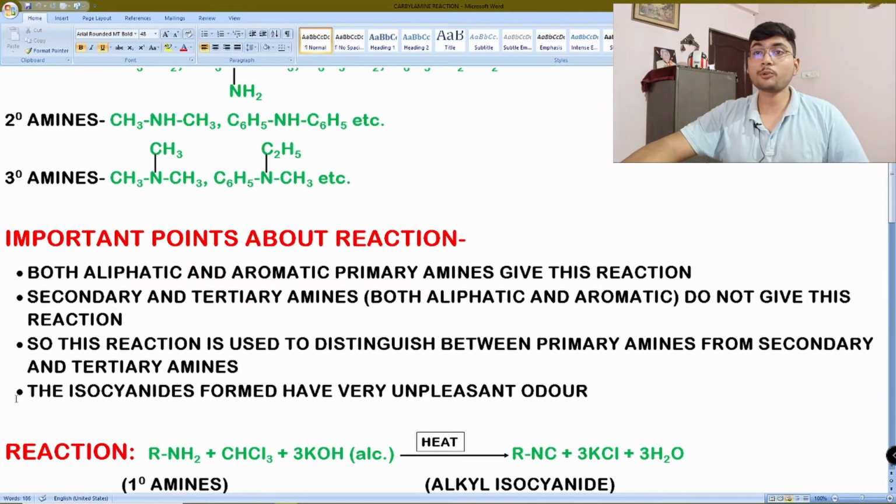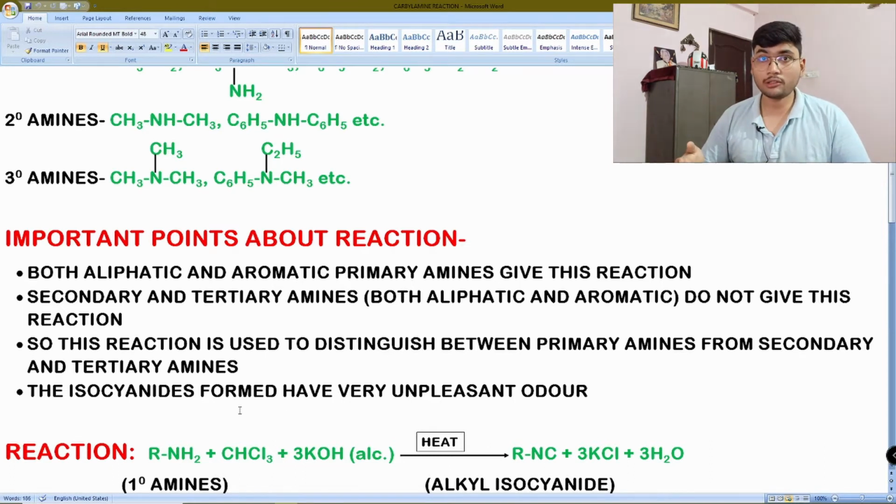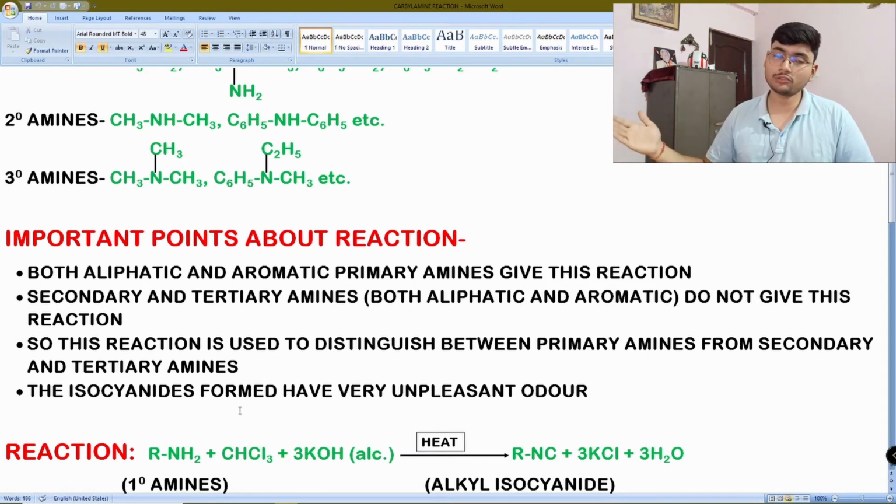Now the fourth point is that the isocyanides formed have a very unpleasant odor. The isocyanide you get as the product in the carbylamine reaction has a very unpleasant smell. So if you get a very unpleasant smell, it means the reaction has happened, the amine was a primary amine, and it formed an isocyanide.